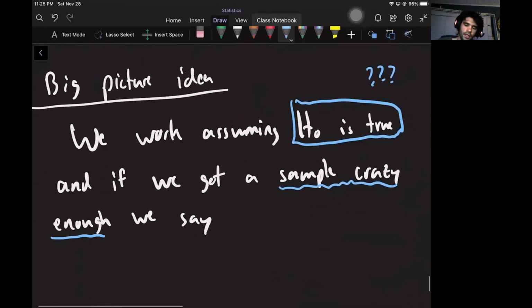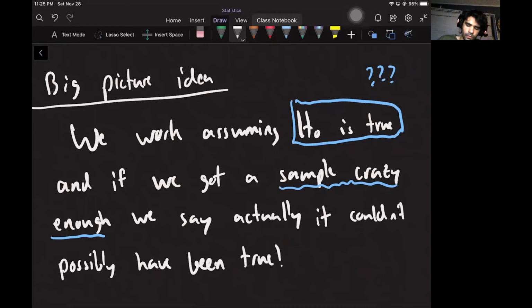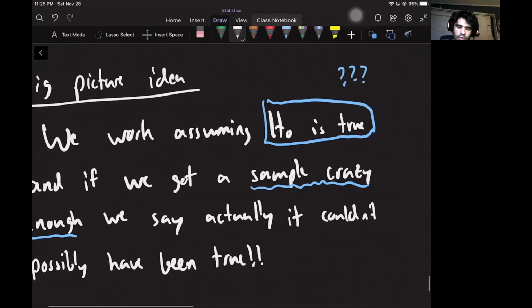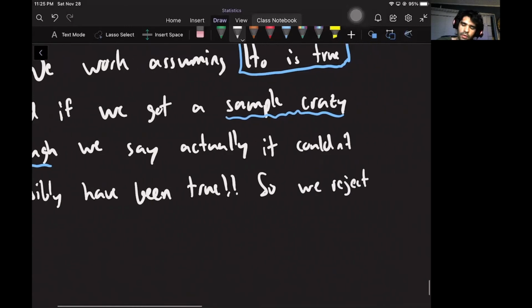So then what we say when this happens, if it is crazy enough, we say, actually, wait a minute. It couldn't possibly be true. We were lied to. It couldn't possibly have been true, our null hypothesis. And then what people do is they reject it. You'll see this phrasing a lot. We reject it.